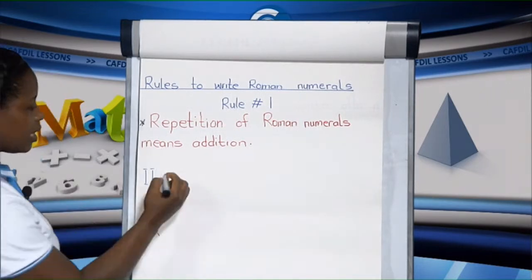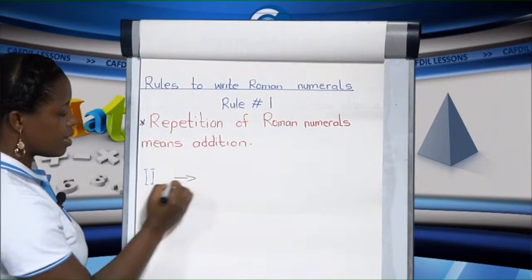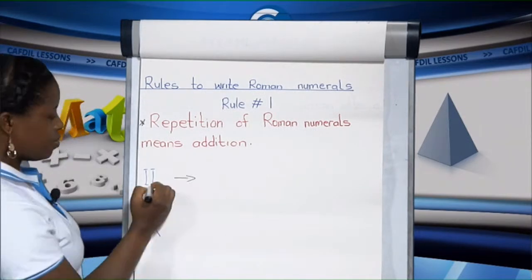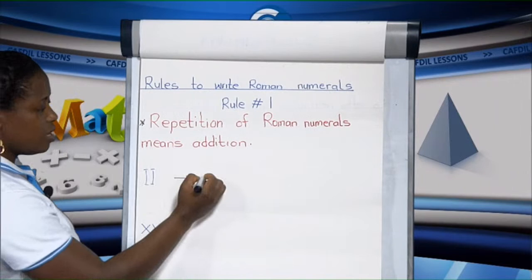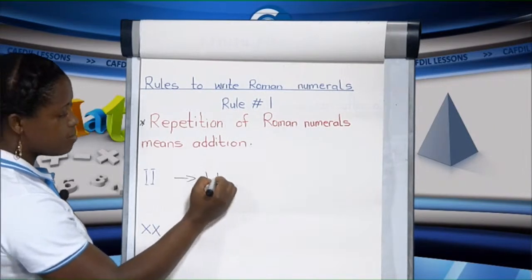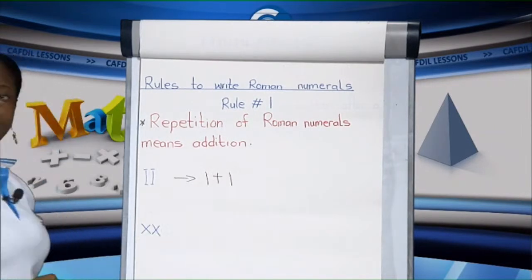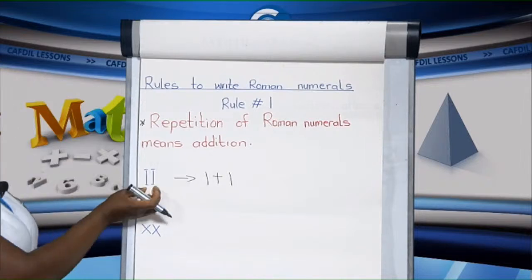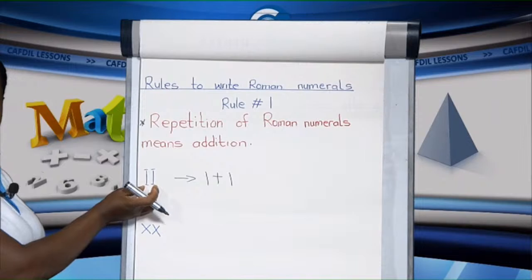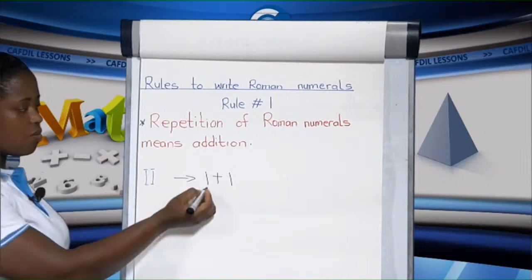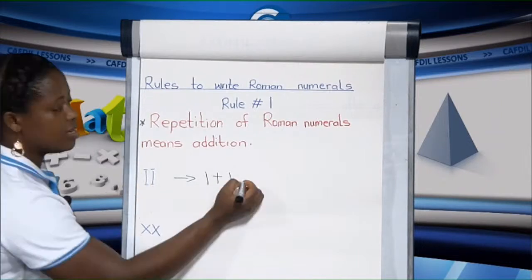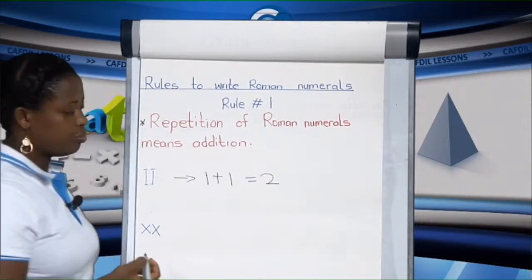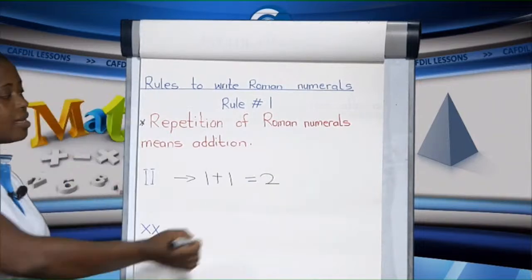That should tell us that the II over here, when we want to write the value, it will be 1 plus 1. I is 1, and it has been repeated over here. We have 2 I's. 1 plus 1, which will give us 2. So II is 2.